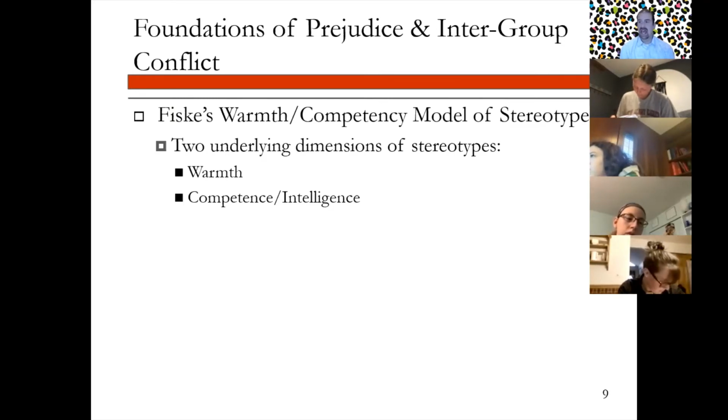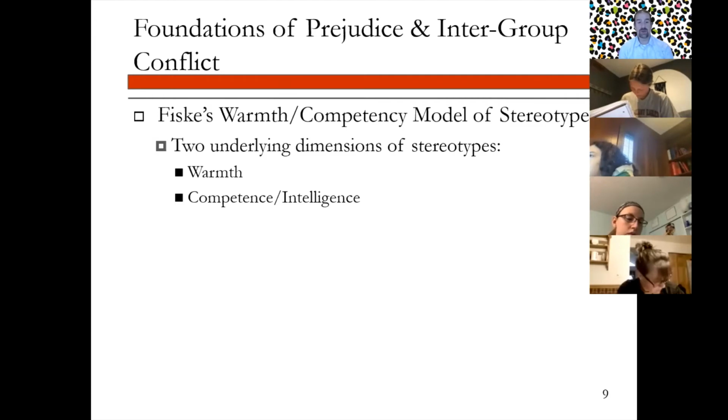The other dimension that Fiske offers is this idea of competence and intelligence. So we're evaluating someone based on their group membership, the stereotype that we have. We evaluate them on how competent they are. How good are they at their job, how intelligent, how smart they are, they're calculated, they're able to be successful with problem solving. They're able to process and think things through. That's really the other dimension that Susan Fiske thinks about in terms of competence or intelligence.